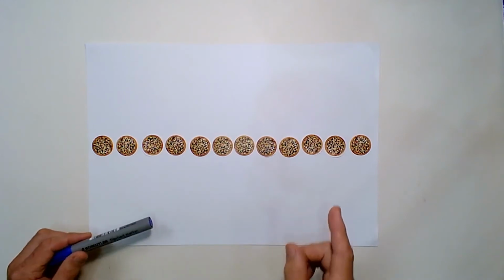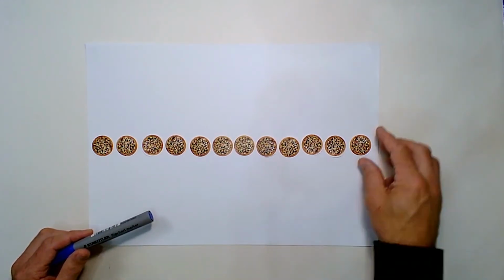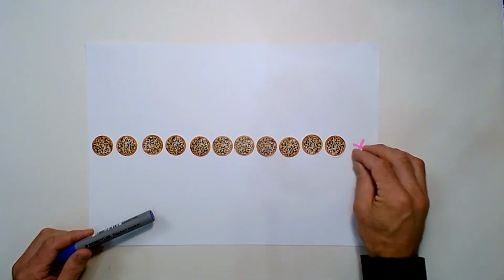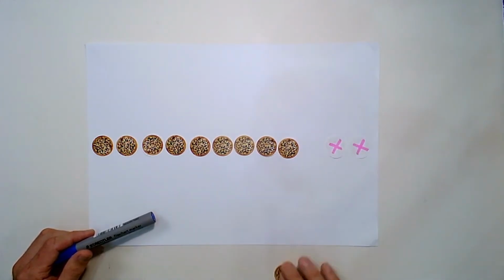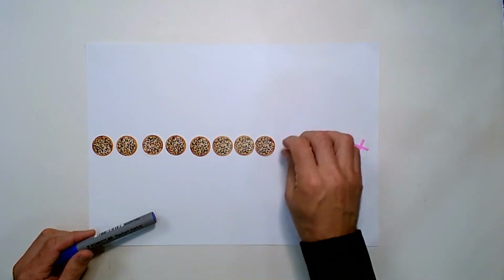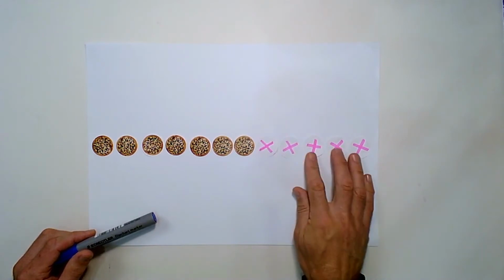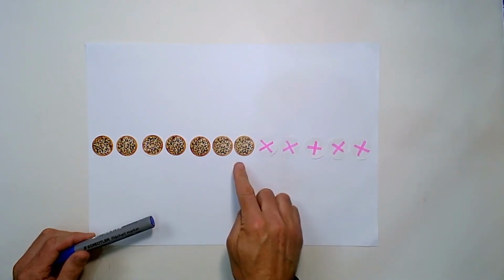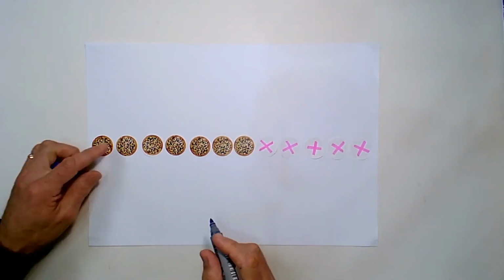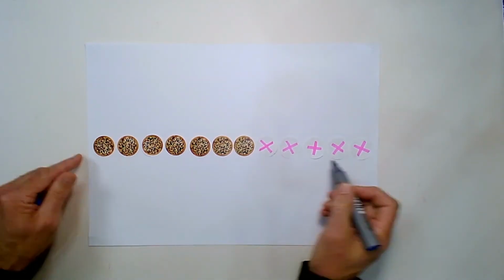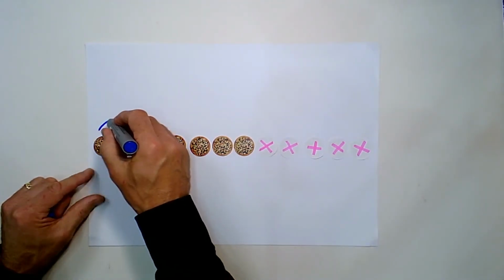We know she uses 5 for her party, doesn't she? So that's 1, 2, 3, 4, 5. And the question is, how many are left? So this is how I'm going to draw my bar model. In fact, that is my version of the bar model already drawn.